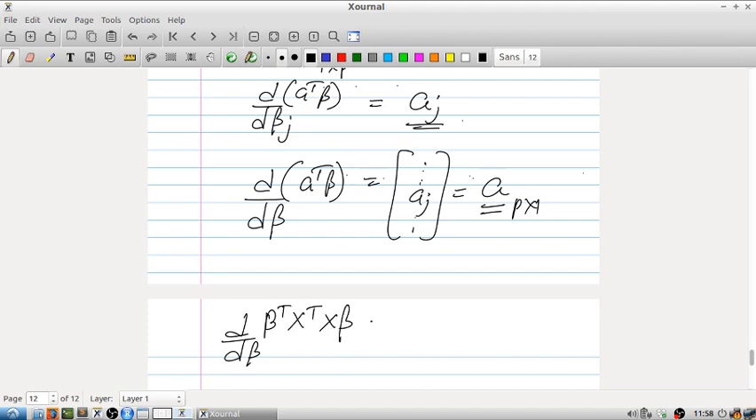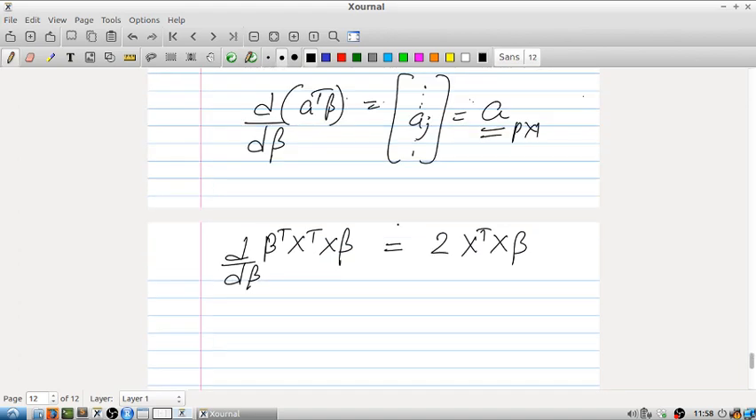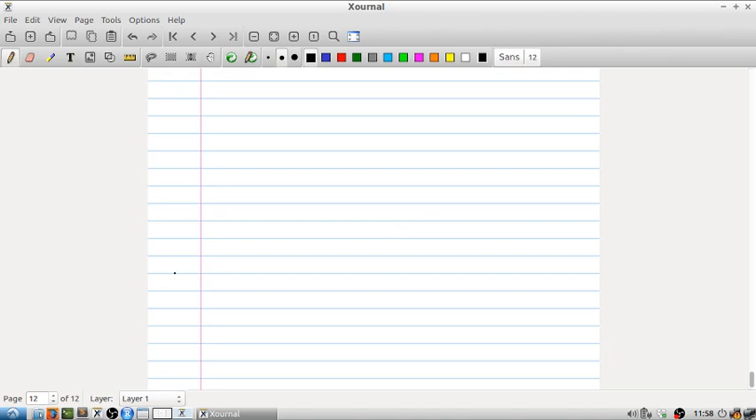And because we are running out of time, I'll have to just assume that it is equal to 2x transpose x beta, okay. I will expand this out in the notes and then post the notes, so it should be fine. So let's assume that is correct.